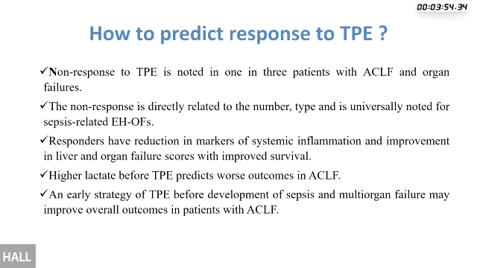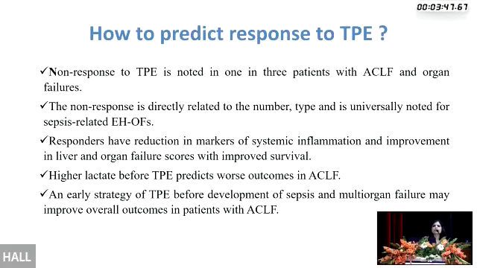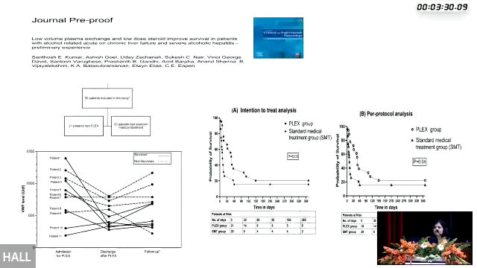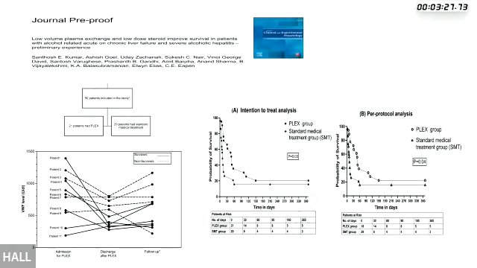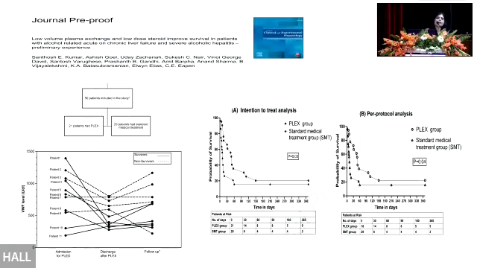So when we looked at the predictors, we found that in the ICU setting, in the critically ill set, only 30% of the total population responded to the therapy. The non-response, as I already mentioned, was determined by the number and type of organ failures, and also whether the organ failure was sepsis-driven or inflammation-driven. And a higher lactate was also an important marker, which told us that plasma exchange may not work for your patient. This is from CMC Vellore, in patients with alcoholic hepatitis, another very sick group of patients.